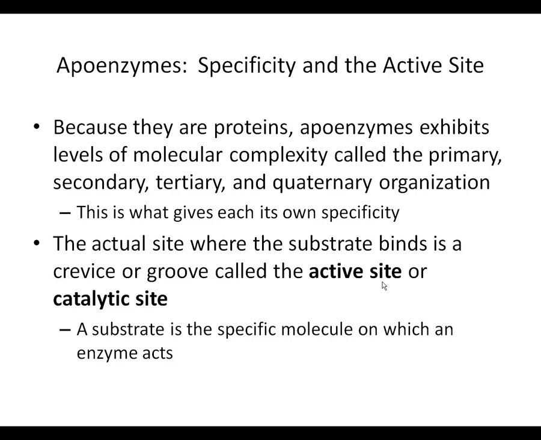One of the characteristics of an apoenzyme is specificity. They are proteins, and because they are proteins, they exhibit those same levels of molecular complexity that a protein does. They have a primary, a secondary, a tertiary, and a quaternary organizational level that will allow them to each have its own specificity, its own active site. The actual site that a substrate binds to, or that the reactants of a chemical reaction bind to, is a groove in that enzyme called an active site.